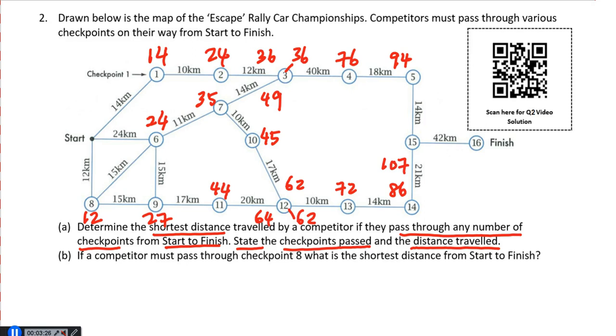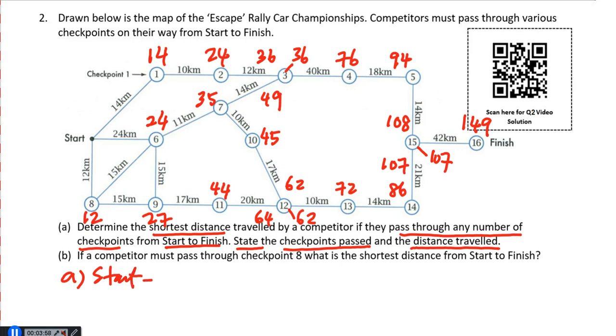94 plus 14, it will be 108. So which one would we choose for checkpoint 15? We will go for 107. So 107 plus 42, it will be 149. So in this case, the shortest distance traveled by the competitor for A, the answer will be from start.